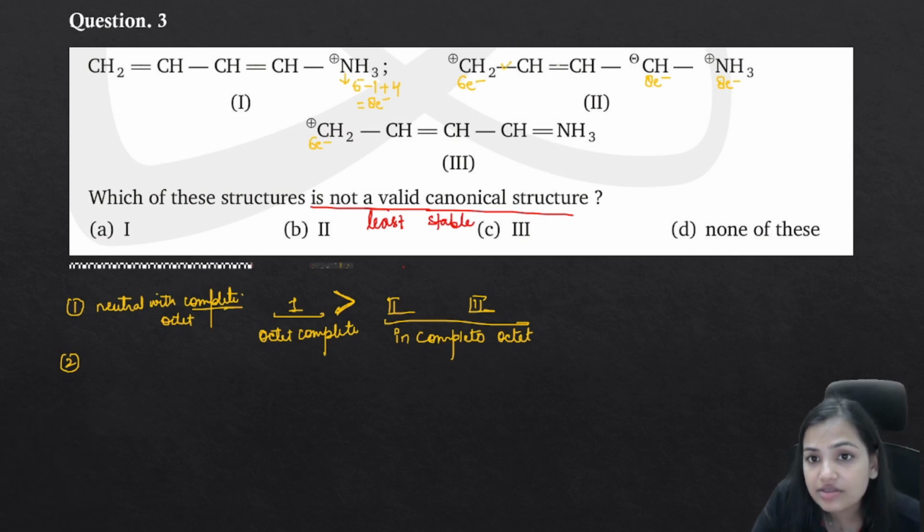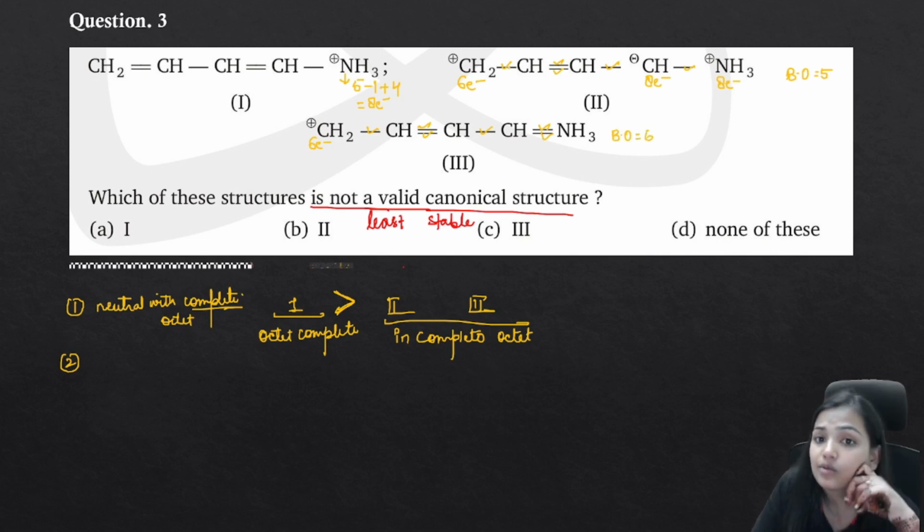Here the bond order is 1, 2, 3, 4, 5. Bond order is 5. How many bonds are there? 1, 2, 3, 4, 5 and 6. Here the bond order is 6. You can calculate it again. 1, 2, 3, 4, 5.